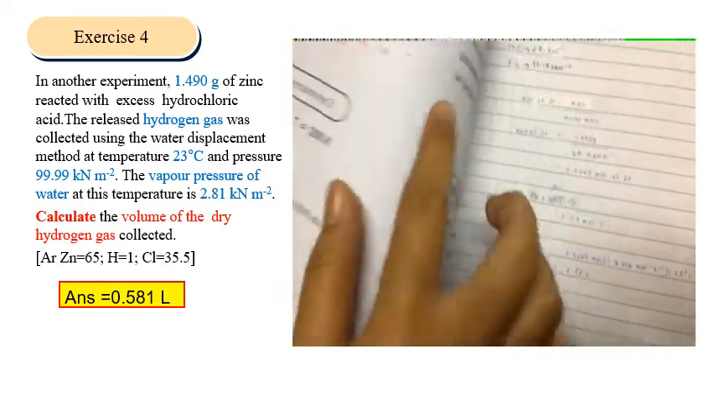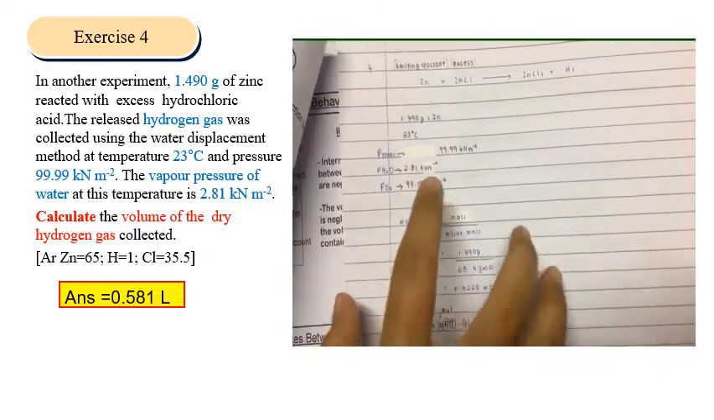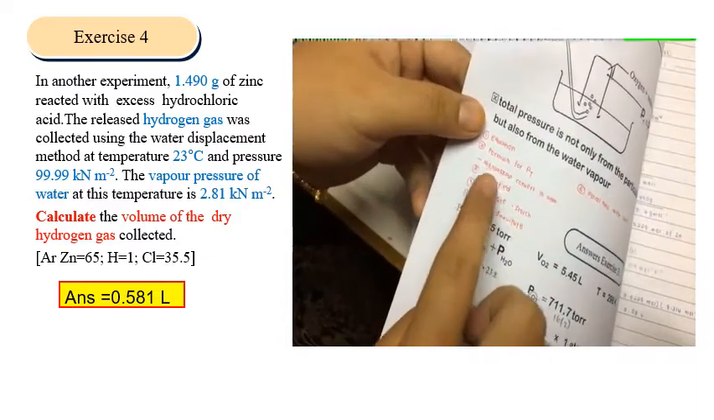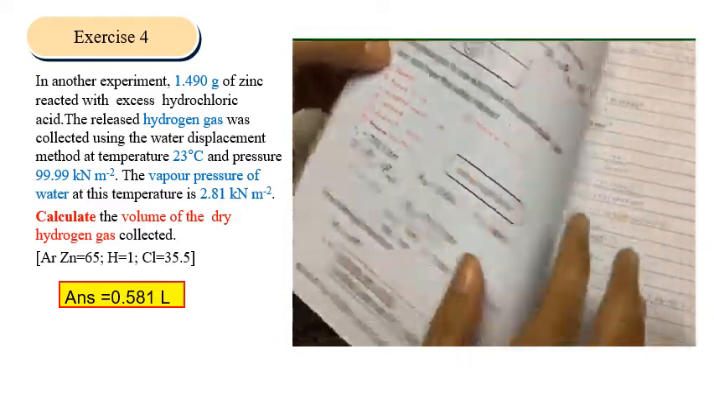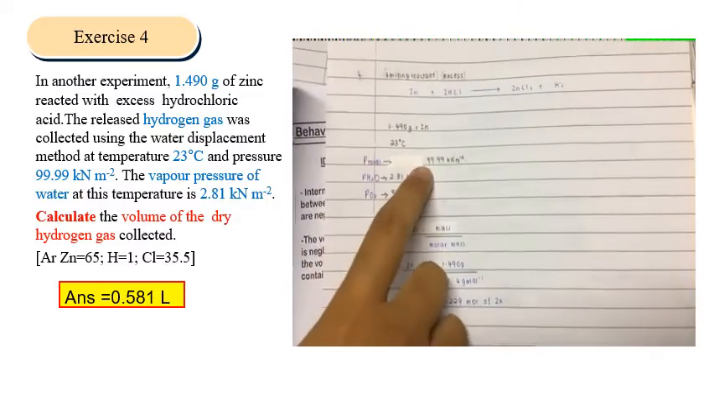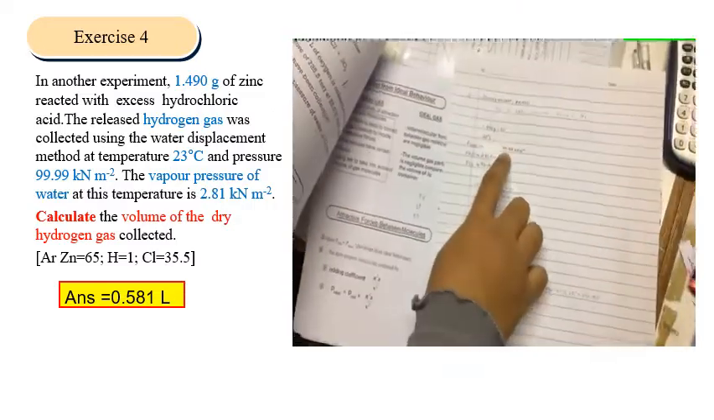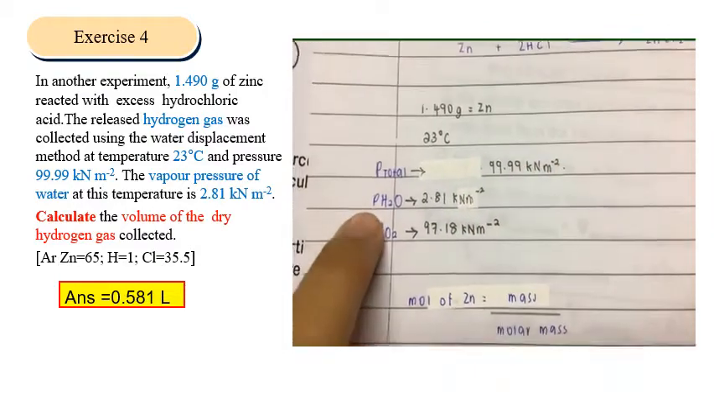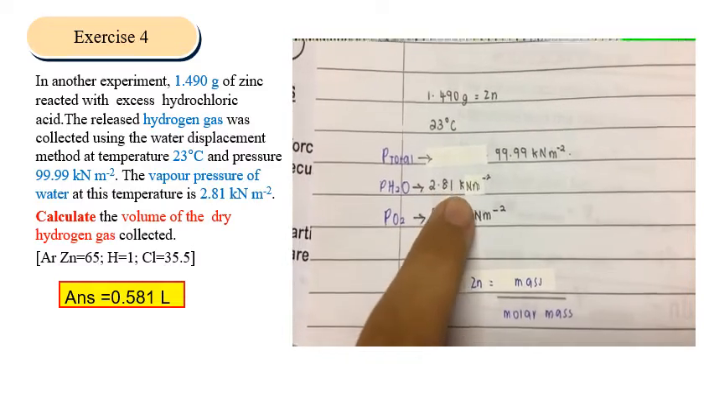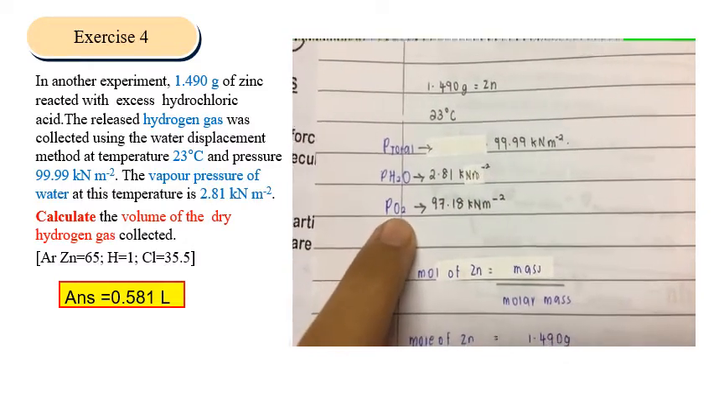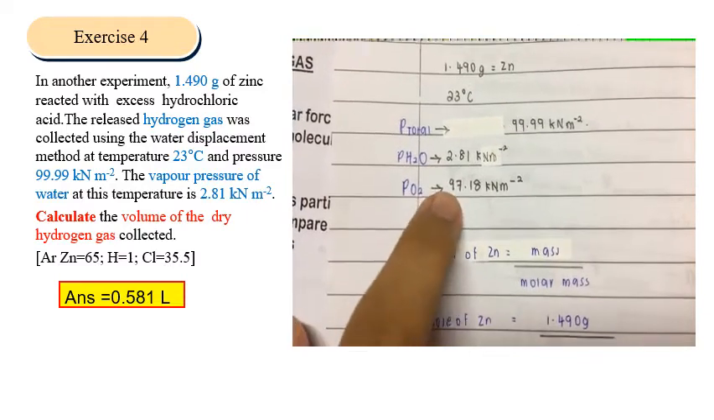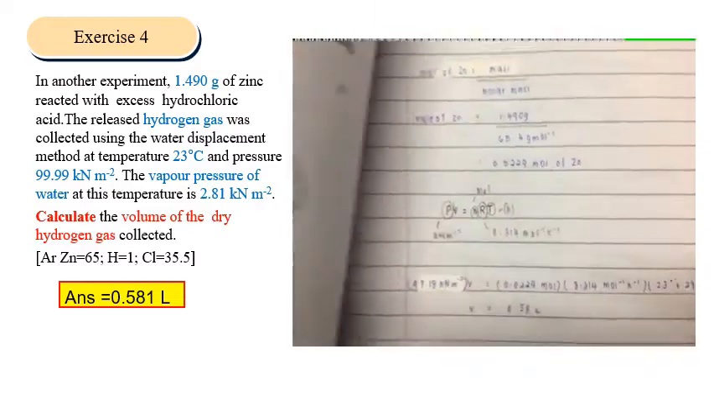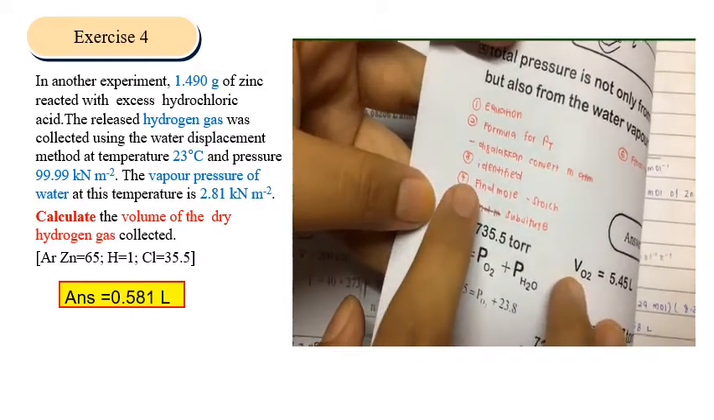We need to write the formula for P total because this topic is gas. Then we identify the values and write them one by one. P total is 99.99 kNm^-2, P H2O is 2.81 kNm^-2. To get P H2, just subtract, so we get 97.18 kNm^-2. So the fourth step is to find the mole.